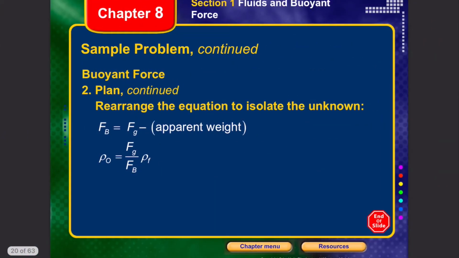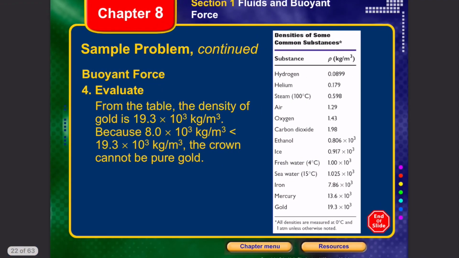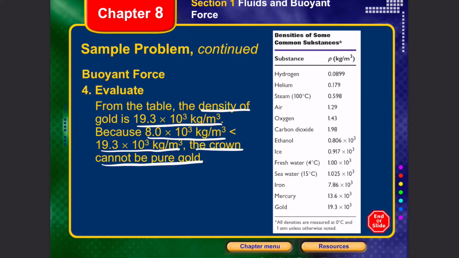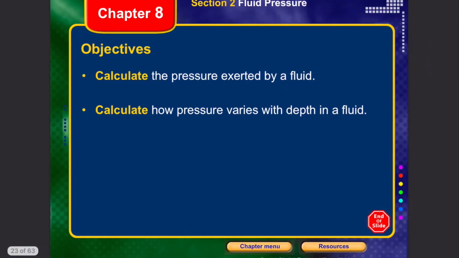Now, how do you know whether it is gold or not is to calculate the actual density of gold. So when you take it from this table, the density of gold here is 19.3 times 10 to the power of 3. Because the density that we have from the answer is less than that of the original value, which means that the crown here cannot be pure gold. So this is the idea behind the fluids and buoyant force.